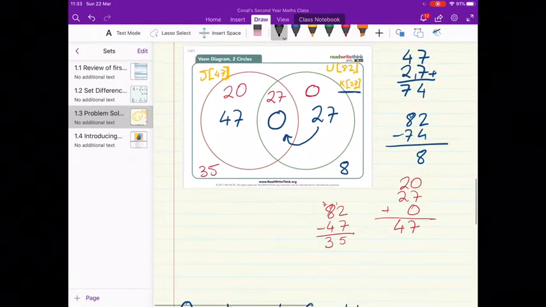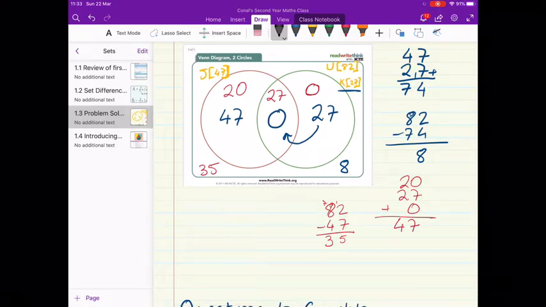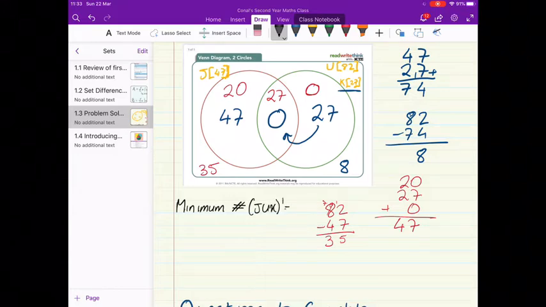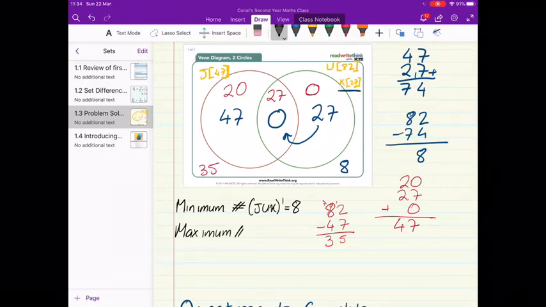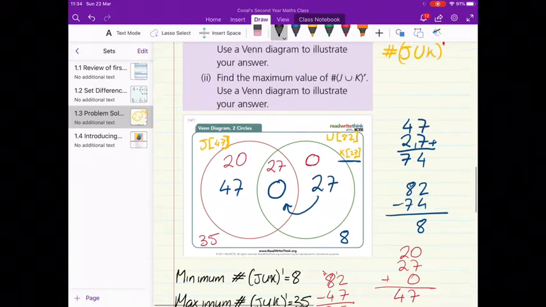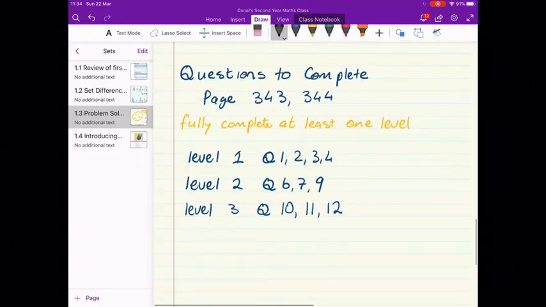So to finish our question off, we'll have to be very specific here. We can say the minimum for the cardinal number of J union K complement is equal to 8. The absolute maximum cardinal number of J union K complement would be 35. That's about as tricky a question as you'll get on these.